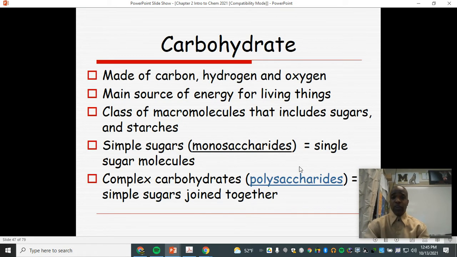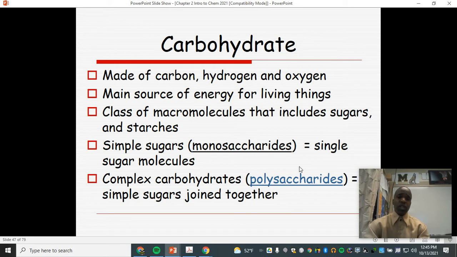So, carbohydrate, the term itself, let's break that down. Carbon, hydrate, sounds like water, just like water. What's water made of? Hydrogen and oxygen. Carbon, hydrogen, oxygen. That's what carbohydrate means. It's the main source of our living things. It's the main source. It makes up these sugars.